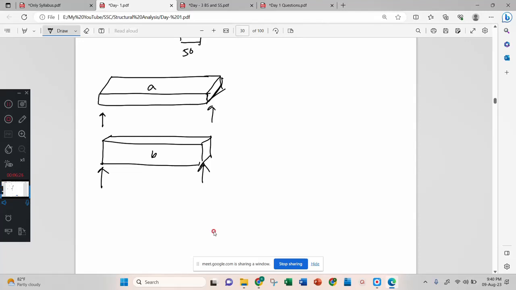Why? Because here depth is more. What happens if depth is more? If depth is more, then d cube is more. Then b d cube by 12 is your I. Means I is more. If I is more, z equal to I by y, then z is more. If z is more means strength is more.